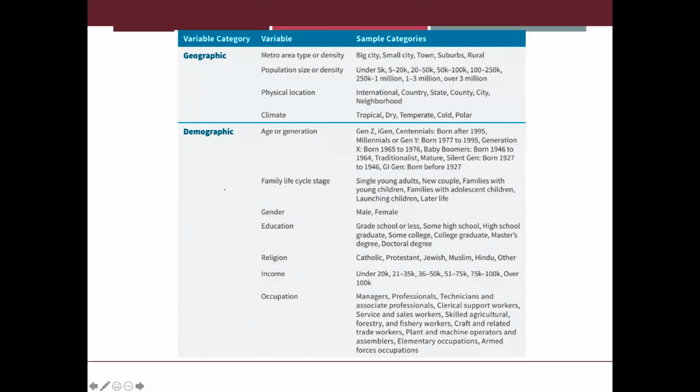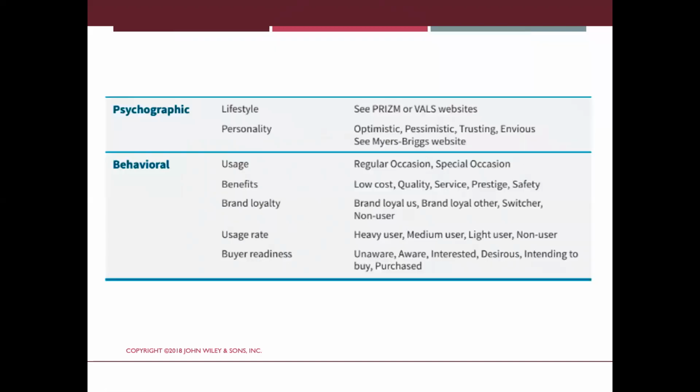For demographic, we can look at age and the stage of family people are in. Are they single young adults? Is it a new couple? A small family, a large family? Families with multiple generations might need different things. We could break it down by gender, education, religion, income, occupation. There's all kinds of ways we can do this. Psychographic basically falls into 2 or 3 different variables. We could break things down by lifestyle or by personality.